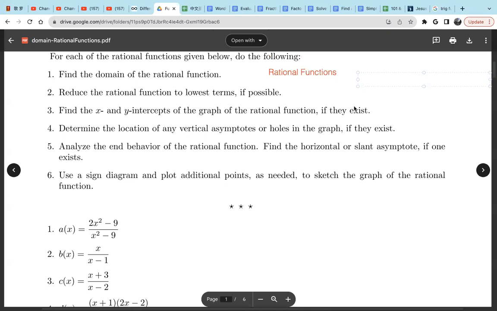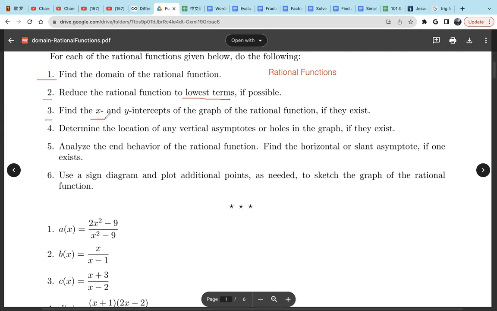Okay, we have a bunch of rational functions here. We want to get really good with rational functions. So we have 1, 2, 3, 4, 5, 6 tasks here. First, we want to find the domain of each function, right? Then second, we want to reduce the rational function to its lowest terms, if possible.